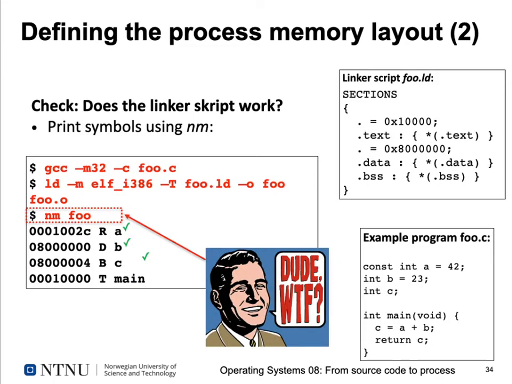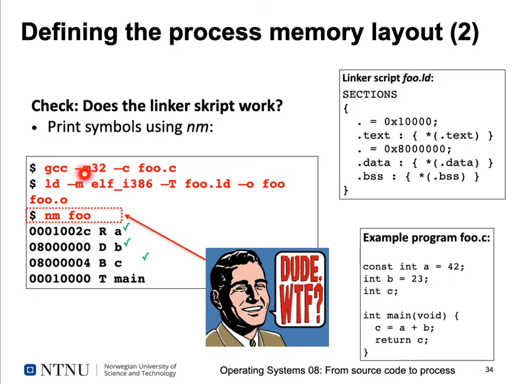So you can define the memory layout of a process using this linker script. How do we do it? We use a linker script as we've seen before, and then we compile our C source code file. Let's take this example foo.c, which has a constant integer variable, a regular initialized integer variable, an uninitialized integer variable, and a function main doing a bit of arithmetic on these variables. We compile it to an object file foo.o.